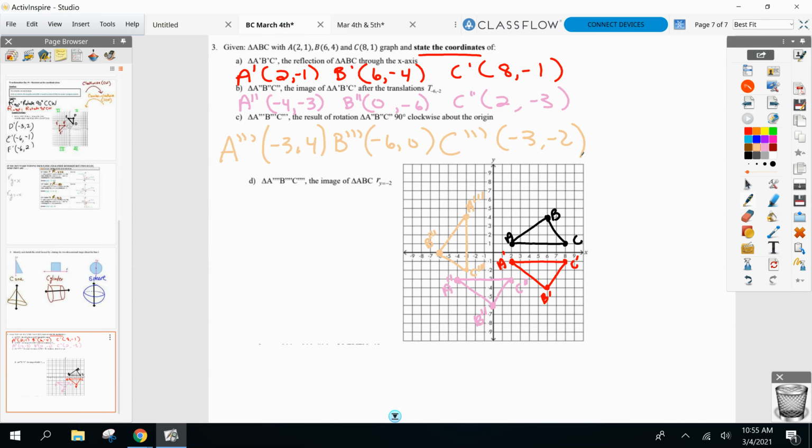If anybody got their triangle somewhere over here in these quadrants, you probably rotated it counterclockwise instead. Everyone's all good. Last part. I told you, reading, you've got to pay attention. Because now, which triangle out of these four I have up on my graph am I asking you to transform?